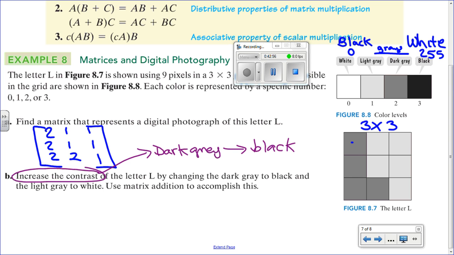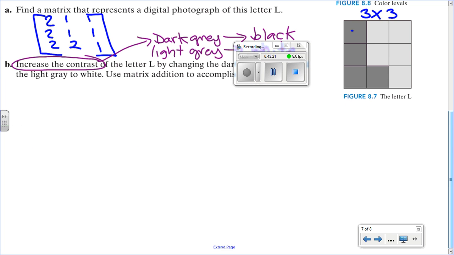And then the light gray will go to what? Will get lighter, actually. So it's going to go to white. That's how you increase the contrast. The darker gets darker, the light gets lighter. Okay, so let's see. We have the following matrix. We already know what it is. We did that at the beginning.